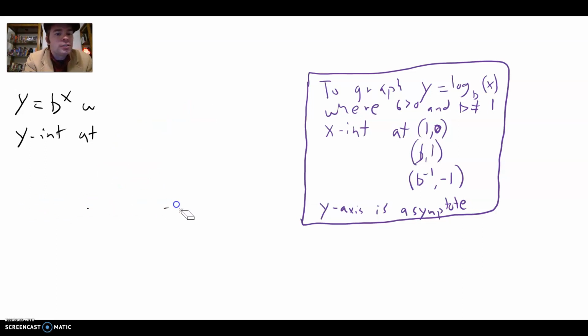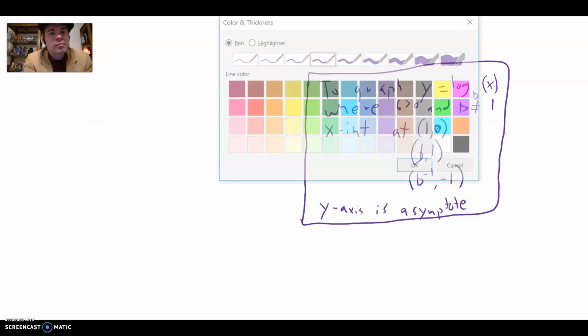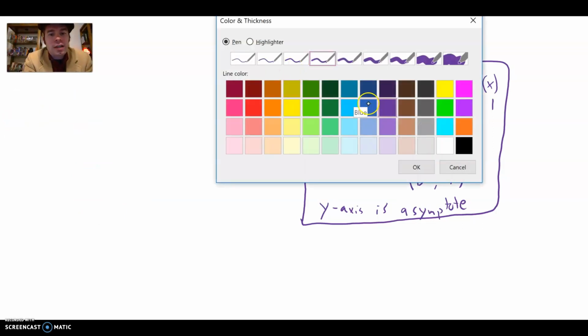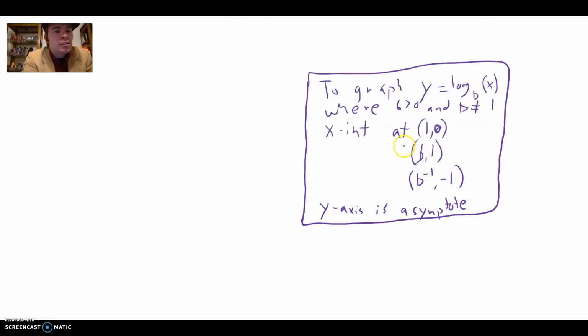I'm going to erase the procedure for graphing exponentials here, because that's not what we're doing. We're here to graph logarithms. And let's do that in blue. So if I wanted to graph f of x equals log base b, what should our base be? Our base should be 4 of x.